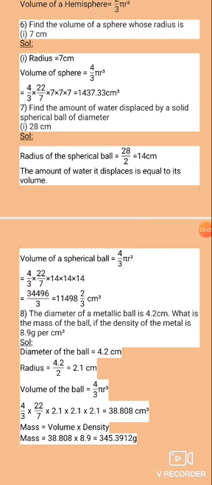Now the last question. The diameter of a metallic ball is 4.2 centimeter. What is the mass of the ball if the density of the metal is 8.9 gram per centimeter cube? Now the diameter of the ball is 4.2 centimeter. Then the radius is 4.2 by 2, which is 2.1 centimeter. Volume of the ball is 4 by 3 pi r cube. Just substitute 4 by 3 into 22 by 7 into r cube, 2.1 into 2.1 into 2.1. Now the product is 38.808 centimeter cube.